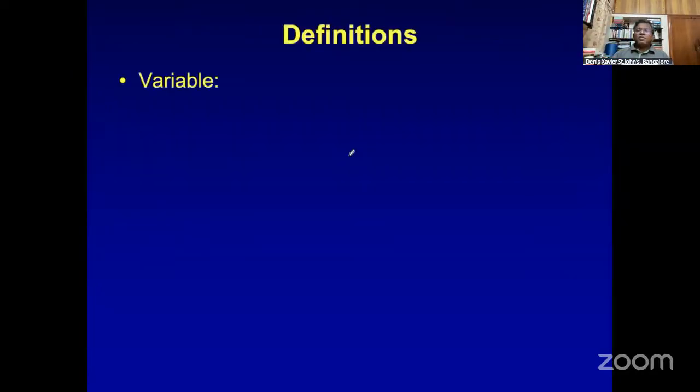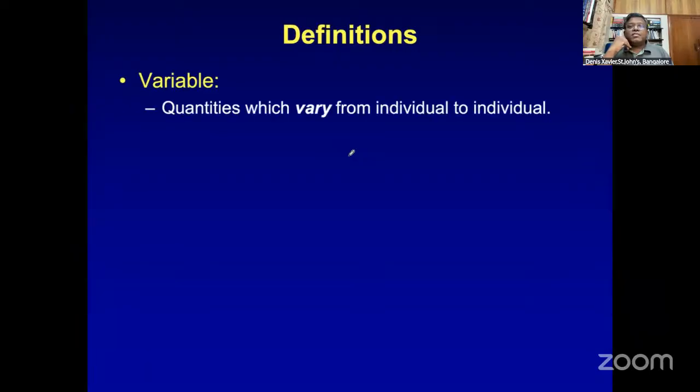Okay, continuing on. Let's just sort out some of these definitions that keep coming. What is a variable? A variable is anything that varies from individual to individual. Quantities that vary from individual to individual. Blood pressure, height, weight, all of these vary, right?